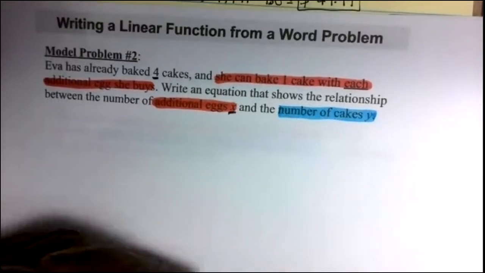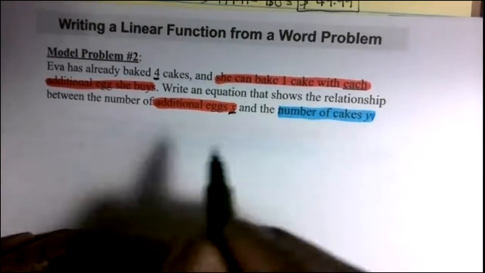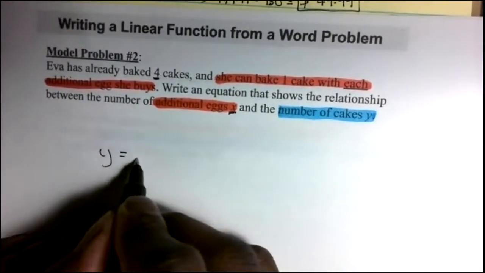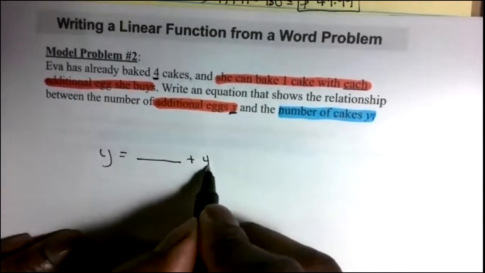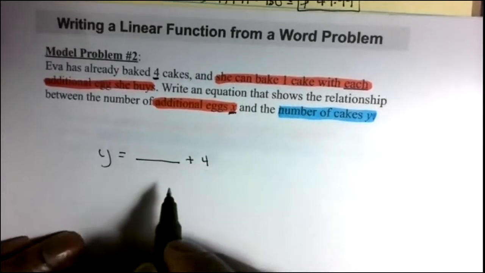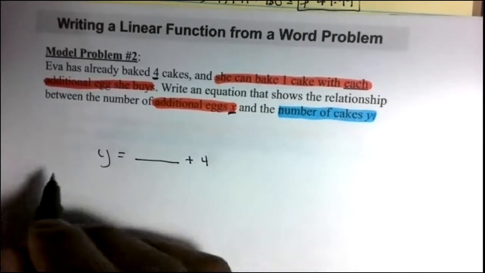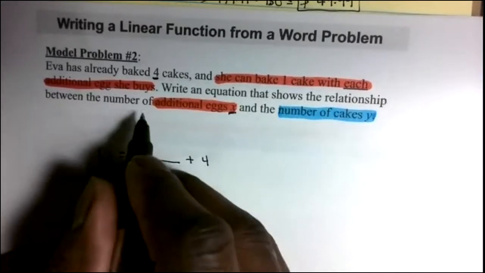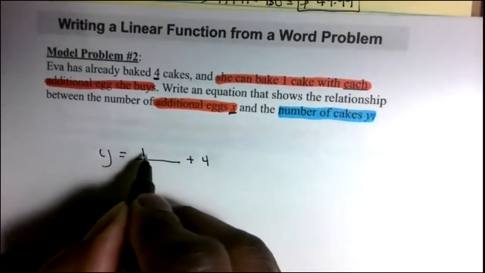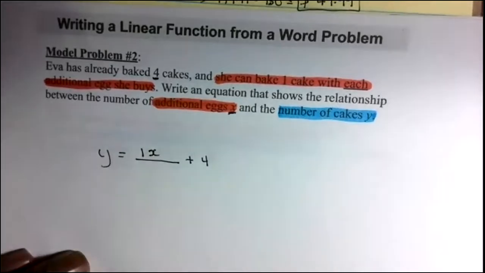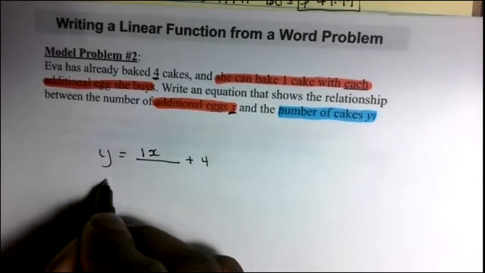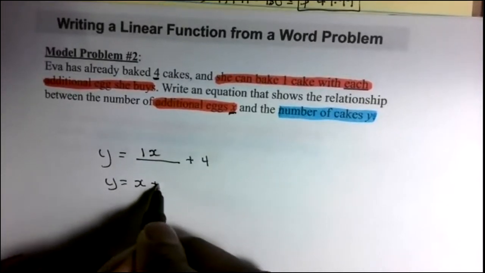Since she has already baked 4 cakes, that's going to be my starting point. So I know that's going to be y = something plus 4, because 4 is my starting point, or as it's often referred to, my y-intercept. Eva can bake 1 cake for each additional egg. So it's 1x + 4. This is my equation. I could also have written this as y = x + 4.